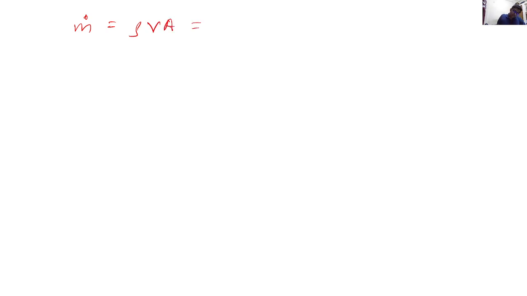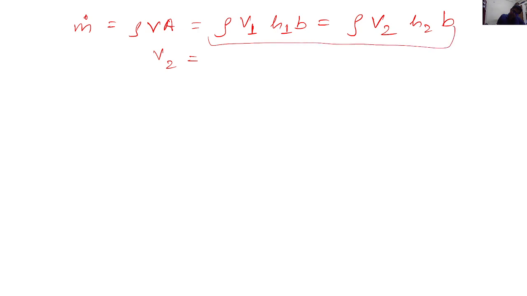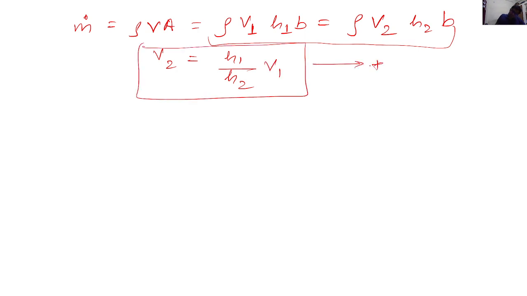So for the upstream section, it will be rho V1 times the area there, that is H1 times B, and for the downstream section, it will be rho V2 H2 times B. So from these two equations we get V2 is equal to H1 by H2 times V1. So let us suppose this is equation star.